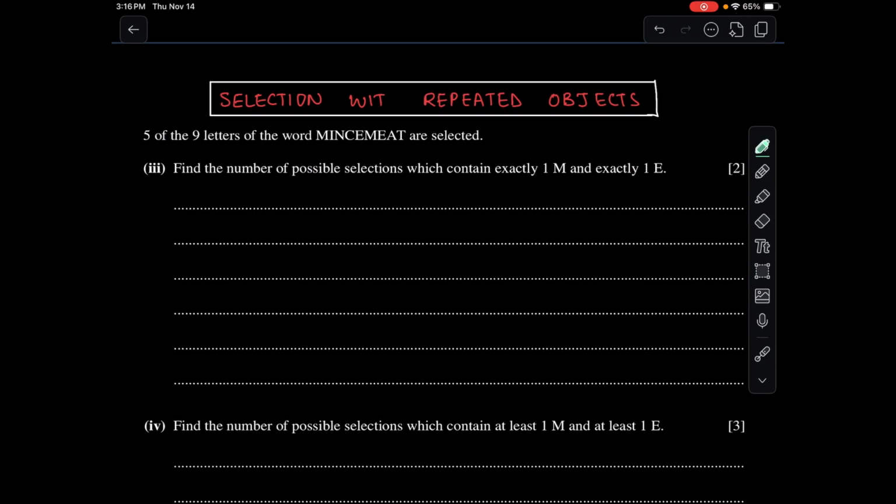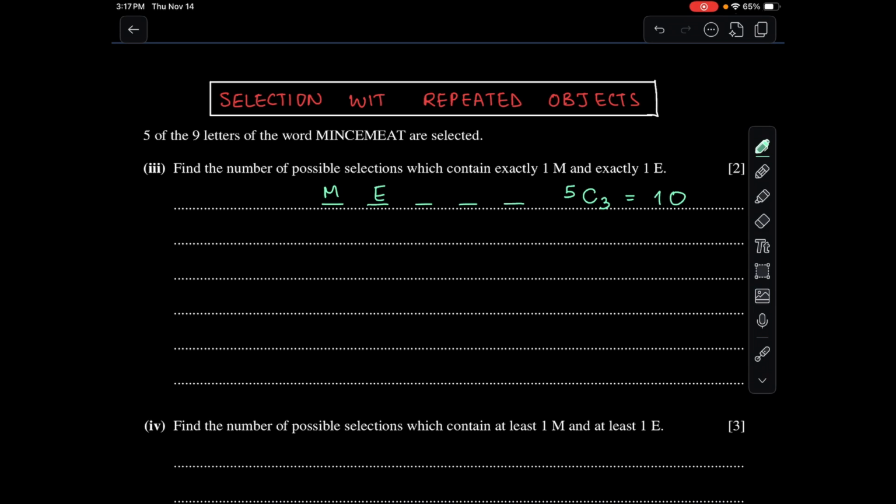Now let us look at the next part of the same question. 5 of the 9 letters of the word mincemeat are selected. Find the number of possible selections which contain exactly one M and one E. So we have 5 letters. In that we have one M and one E. So the remaining 3 could be any other letter. So from 5 we choose 3. That would be equal to 10.